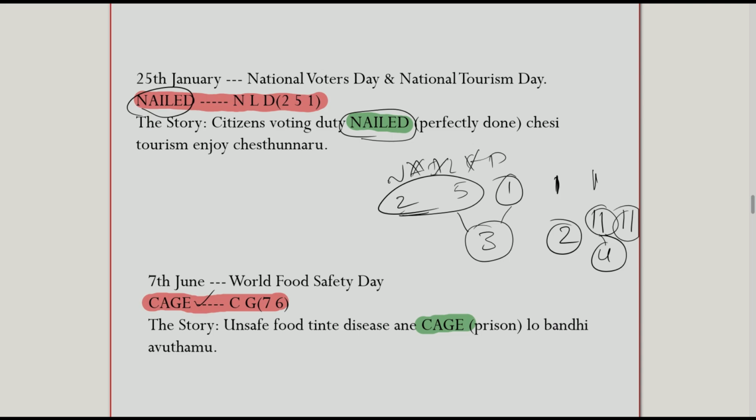So 7th June is World Food Safety Day. Case, 7th June, case. C stands for CK. We told you, 7. G stands for JG6. E is not there because it's a vowel. So if you see just two letters here, the first one is the date and the second one is the month. So 7th June, food safety day.